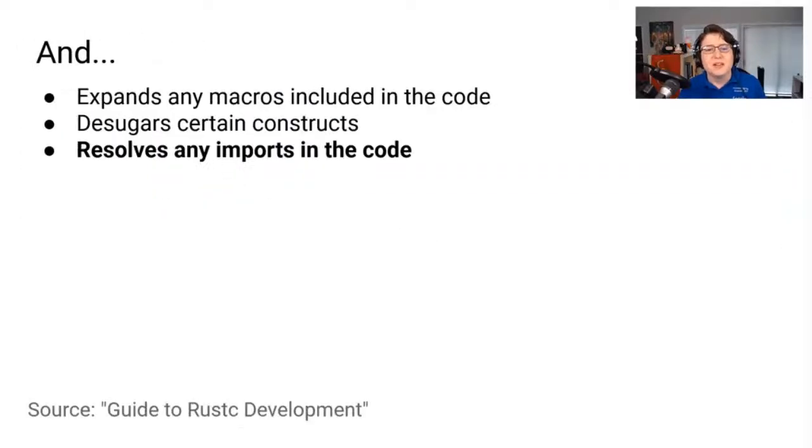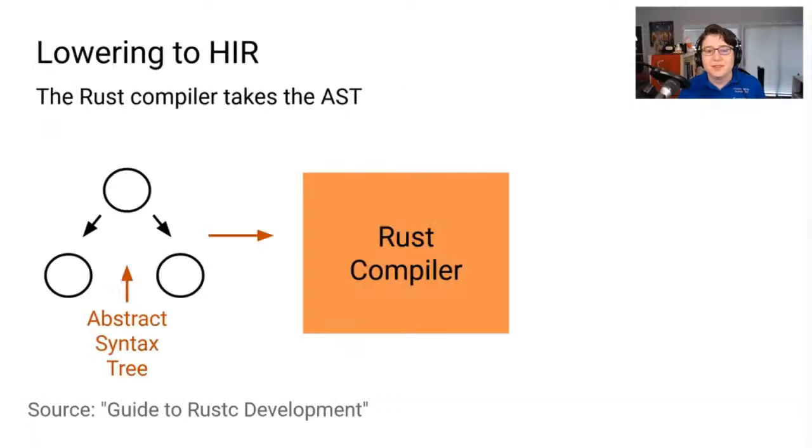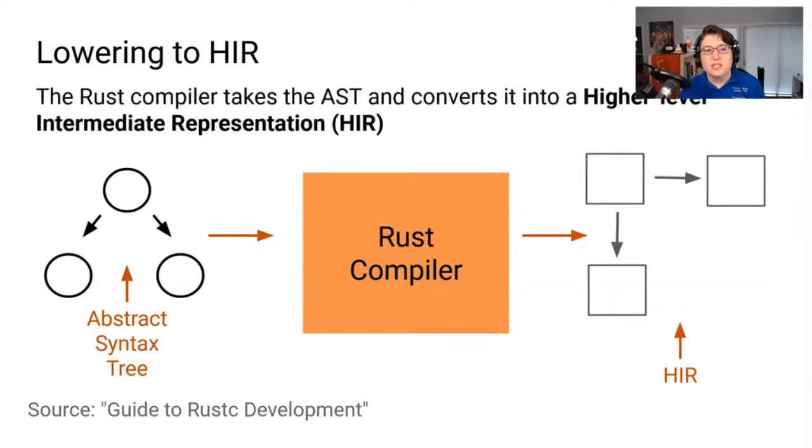At this time, the compiler will also resolve any imports in the code. So if you were bringing in an external crate or using internal crates or modules, those would be resolved at this point as well. After these steps, the compiler then takes that abstract syntax tree and lowers it or converts it into the higher level intermediate representation, or HIR.